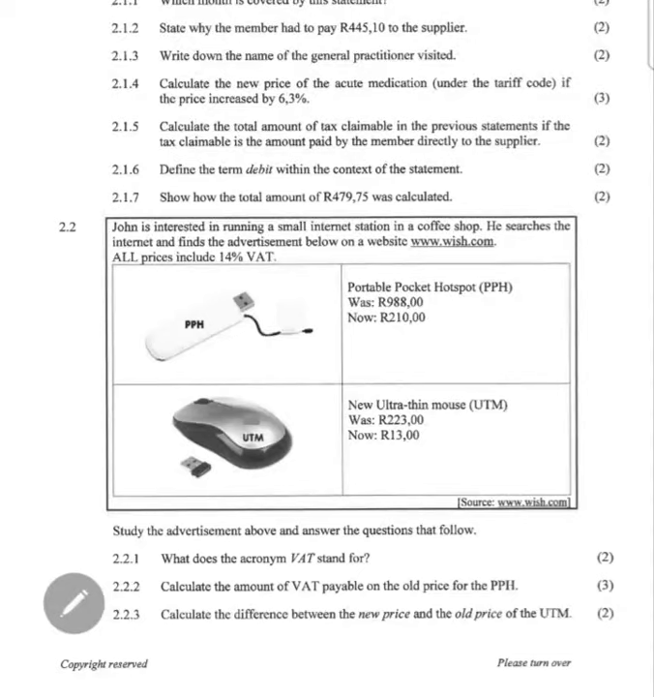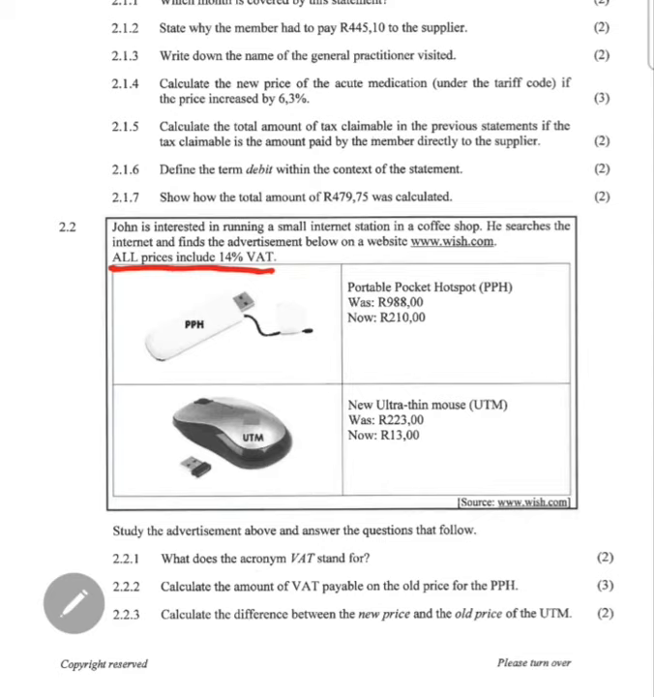On to question 2.2. The article reads as follows. John is interested in running a small internet station in a coffee shop. He searches the internet and finds the advertisement below on a website. All prices include 14% VAT. Now we just need to remember that. I will underline it.